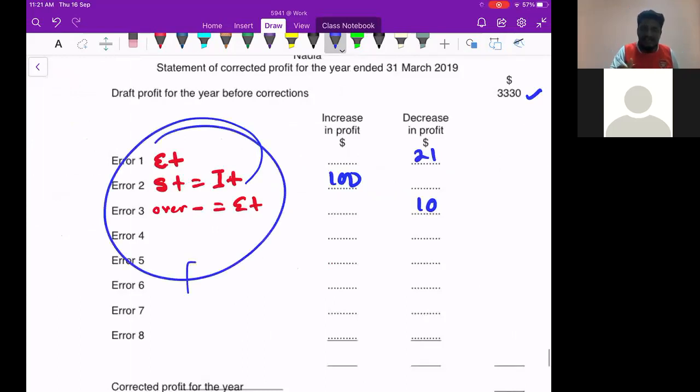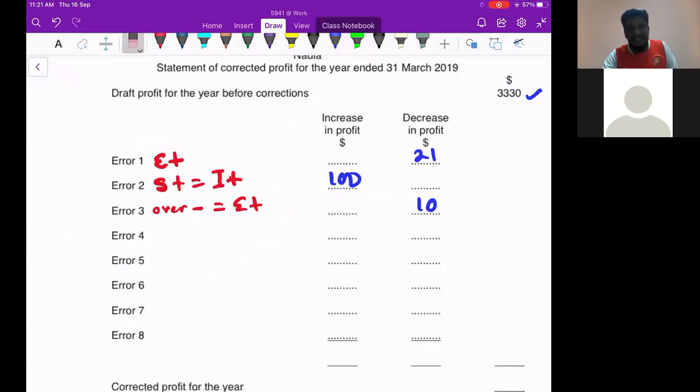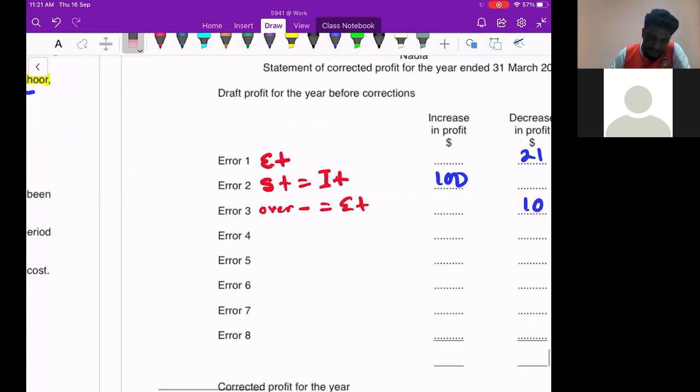Okay, the red color is not the answer. Red color is just explanation for you. You don't need to write the red color in the exam. The blue color is the answer. Next one.